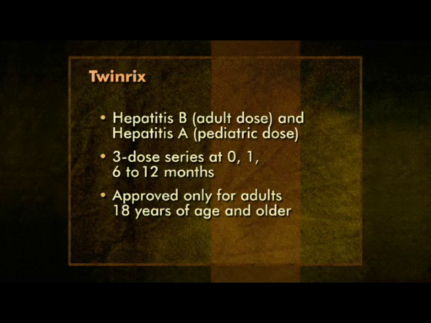The 3rd combination vaccine that contains hepatitis B vaccine is Twinrix. Twinrix is produced by GlaxoSmithKline and was licensed by FDA in 2001. It contains a standard adult dose of GSK's hepatitis B vaccine, Engerix-B, and a pediatric dose of their hepatitis A vaccine, Havrix. The standard schedule is a 3-dose series at 0, 1, and 6 to 12 months. Twinrix is approved only for adults 18 years of age and older. A pediatric version of Twinrix is licensed in some other countries, but is not available in the United States.